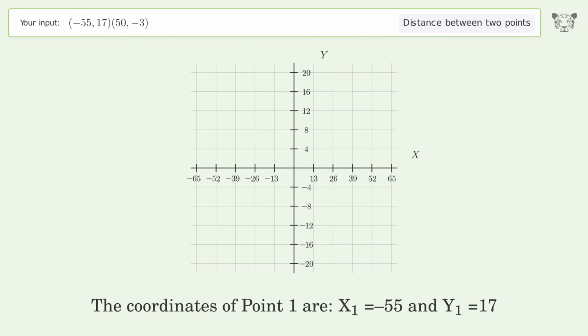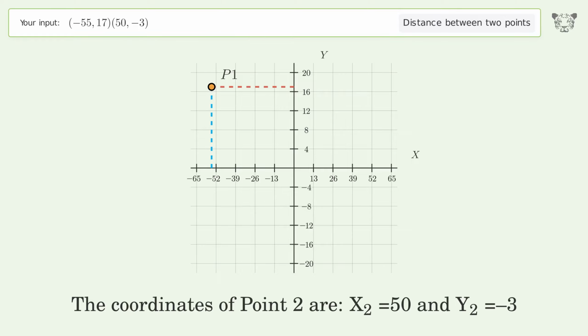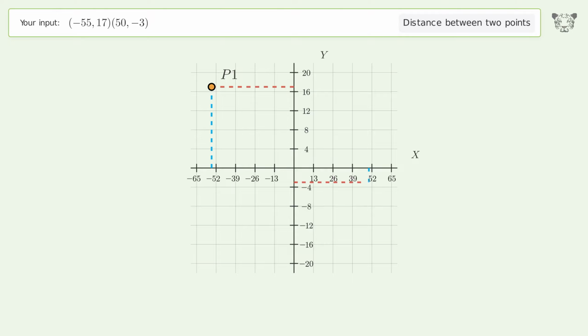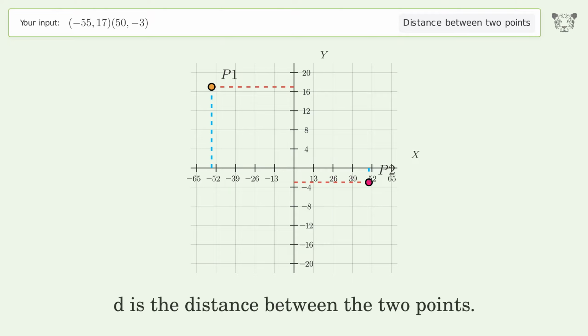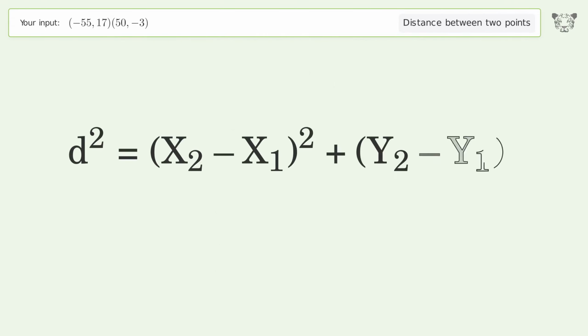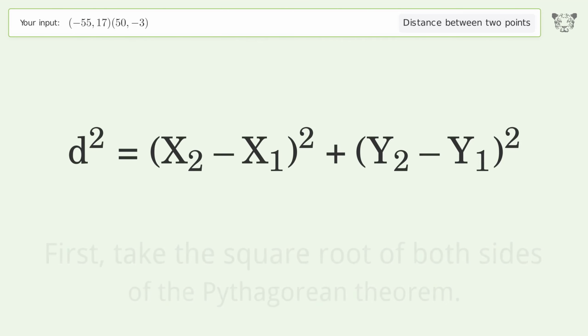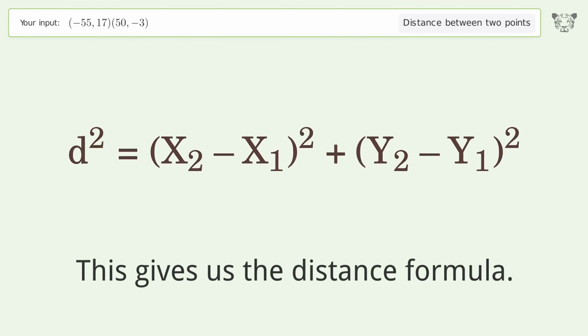The coordinates of point 1 are x1 equals -55 and y1 equals 17. The coordinates of point 2 are x2 equals 50 and y2 equals -3. D is the distance between the 2 points. First, take the square root of both sides of the Pythagorean theorem. This gives us the distance formula.